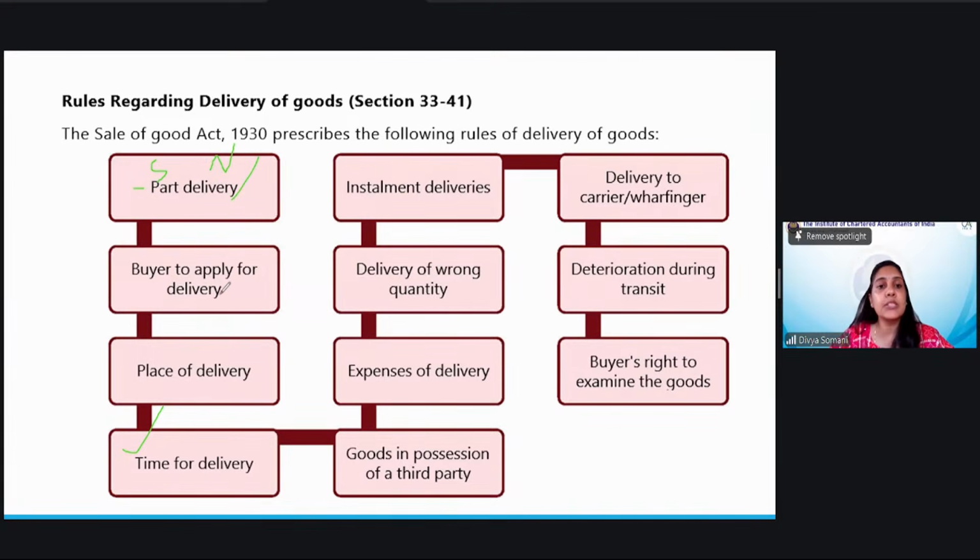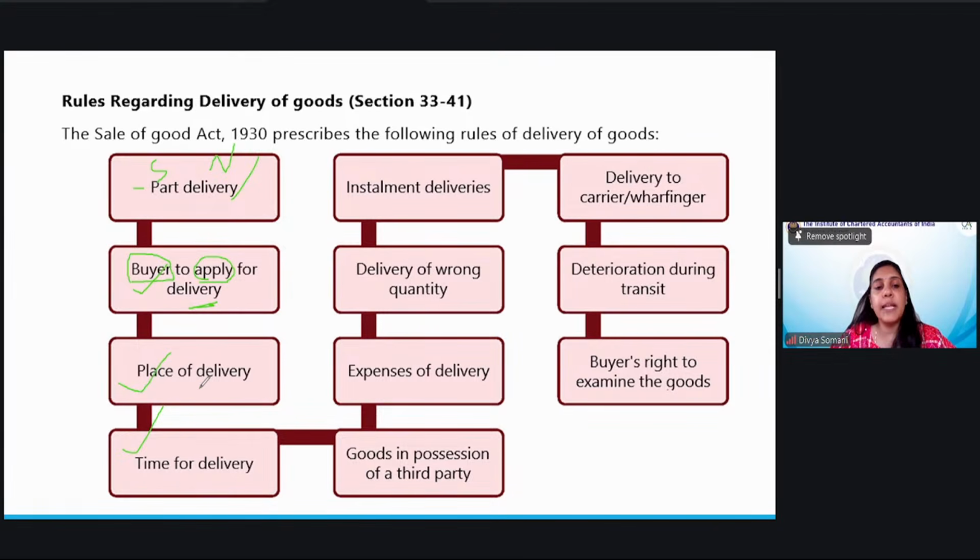Next is that the buyer has to apply for the delivery. So it is always the buyer who has to say that I want these goods to be delivered at my home, or at my office, or at this place. If the buyer does not say anything, it is not for the seller to deliver the goods to any place, because the shop is the place of delivery for him. He has done his part. He has shown the goods, the buyer has accepted them. But regarding delivery, if nothing is said, then the seller is not bound to give delivery anywhere. So it is always the buyer who has to request if he wants delivery at some place.